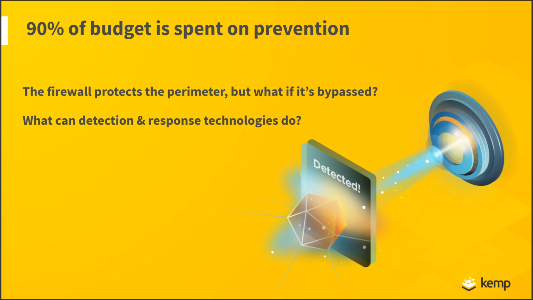So 90% of the budget is spent on prevention. We buy firewalls, we buy tools, we buy monitoring things. But the firewalls are at the edge. What happens when something gets through them? What happens if something gets into the email system? And how can we use detection and response technologies to detect this? What can we do to identify these things when that firewall and these border protections we use get compromised or get bypassed?